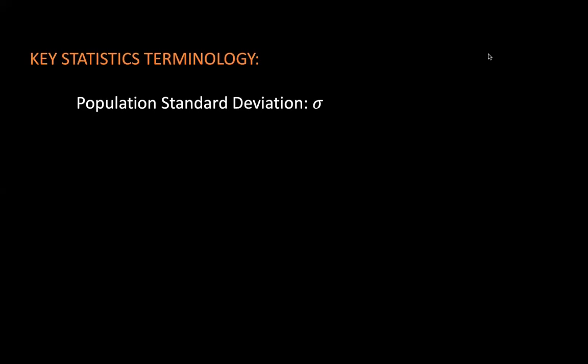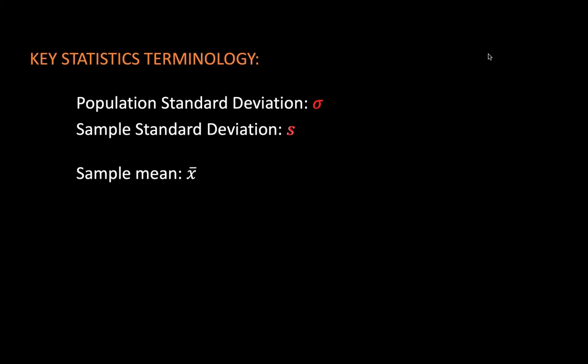The population standard deviation is known as sigma. The sample standard deviation is known as S, the Roman letter. The sample mean is known as X bar, using a Roman letter. The population mean is known as mu, using a Greek letter. The sample size is lowercase n, or sometimes capital N.